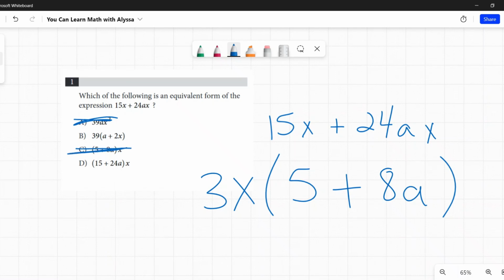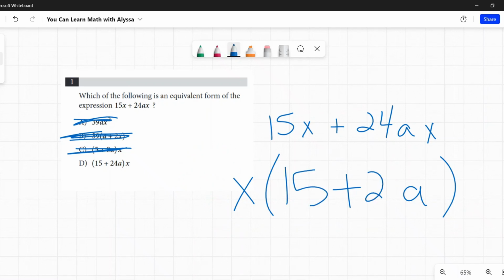That one's not right. This one up here, can you pull out a 39 out of 15 and 24? No. That leaves D. D is our only option. So what did they do with D? They didn't pull out the 3. They did not pull out the greatest common factor. They only pulled out the x. So that 15 stayed in there, and that 24 stayed in there. They only pulled out the x.